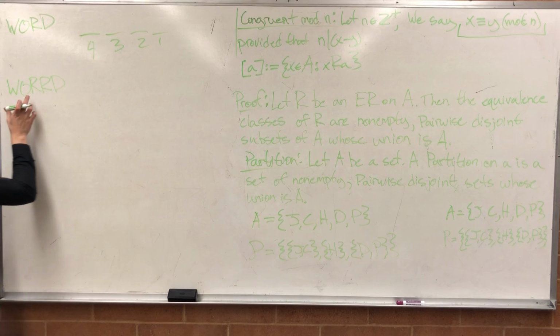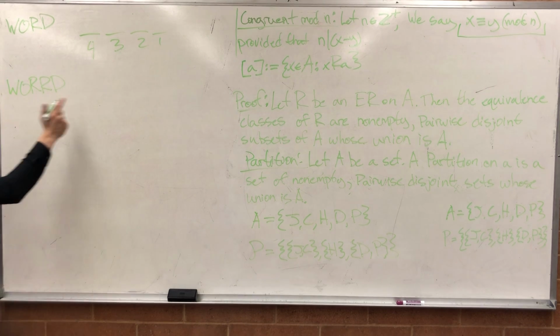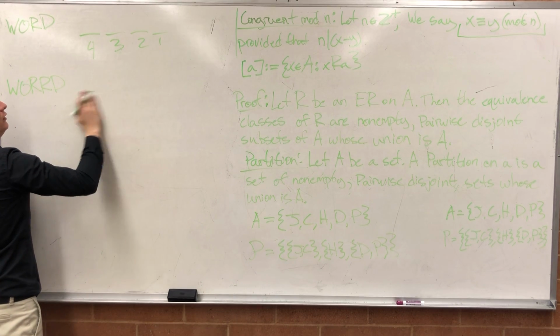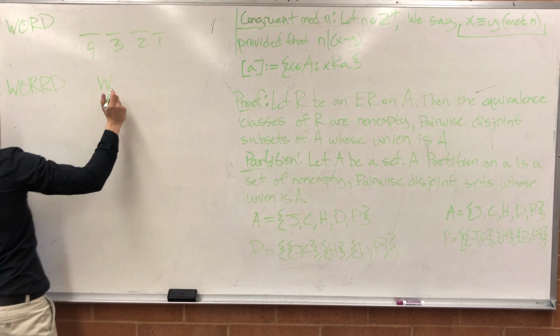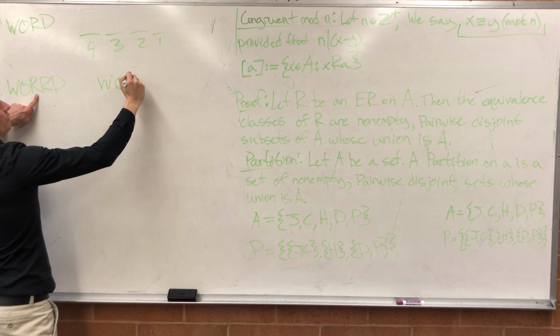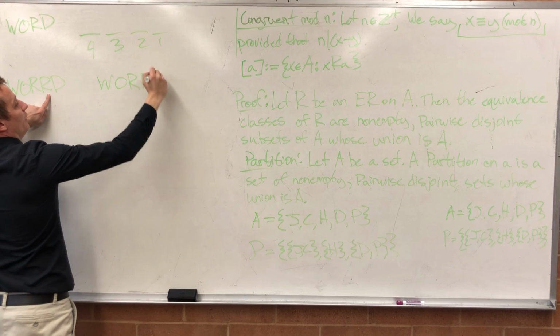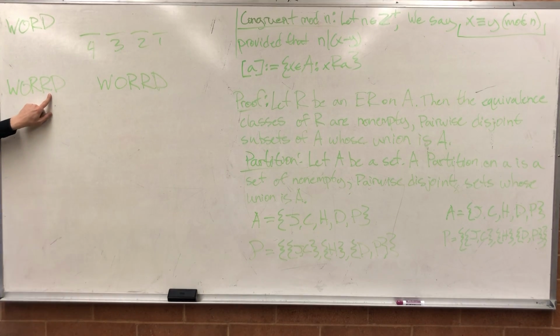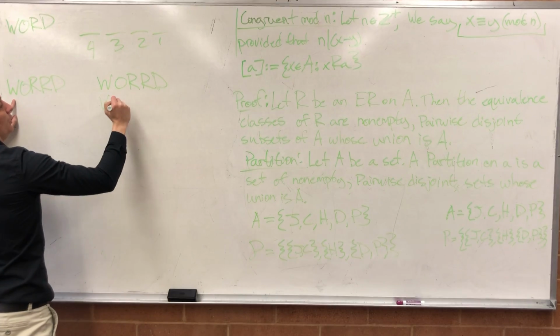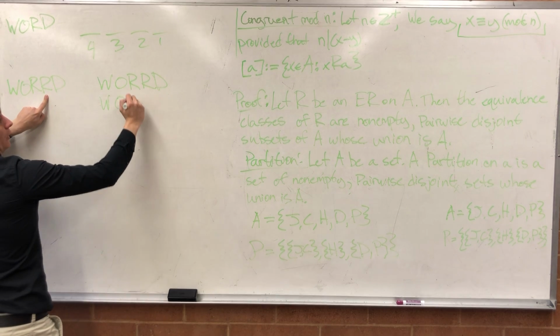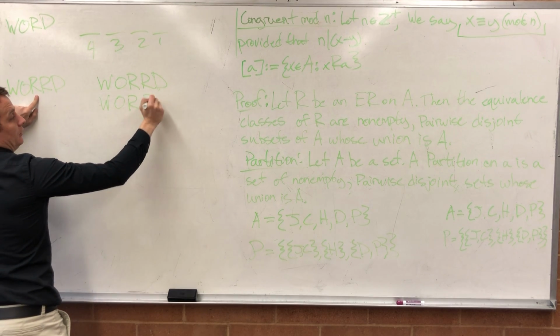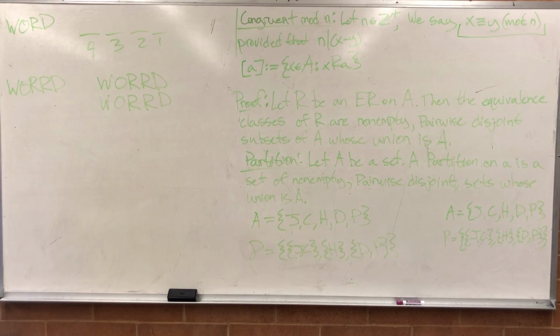Here's one way that you could arrange these letters. I could have first done W, O, then this R, then this R, then D, right? Or I could have done W, O, this R first, and then this R, then D, right? But there's no distinction between those two.